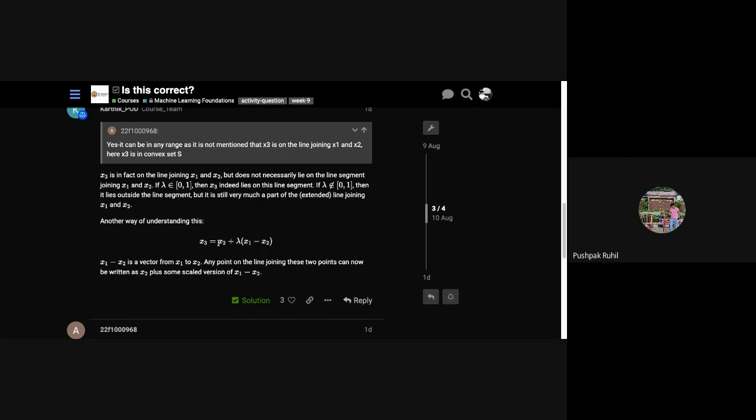So another way of understanding is that x3 is equal to x2 plus lambda times x1 minus x2. So x1 minus x2 is a vector from x1 and x2.